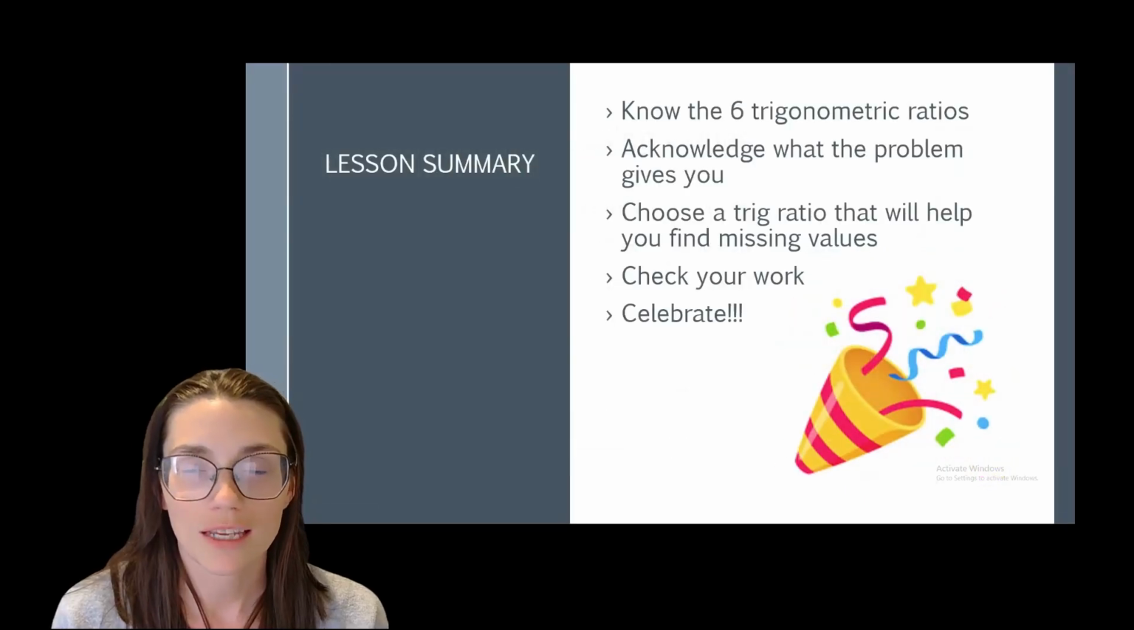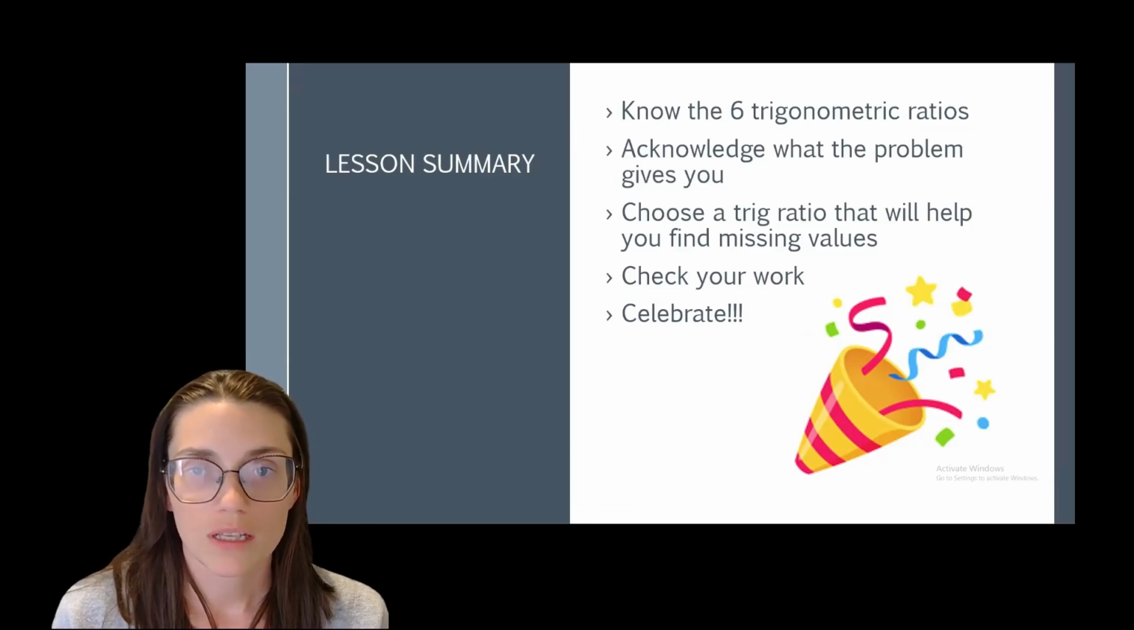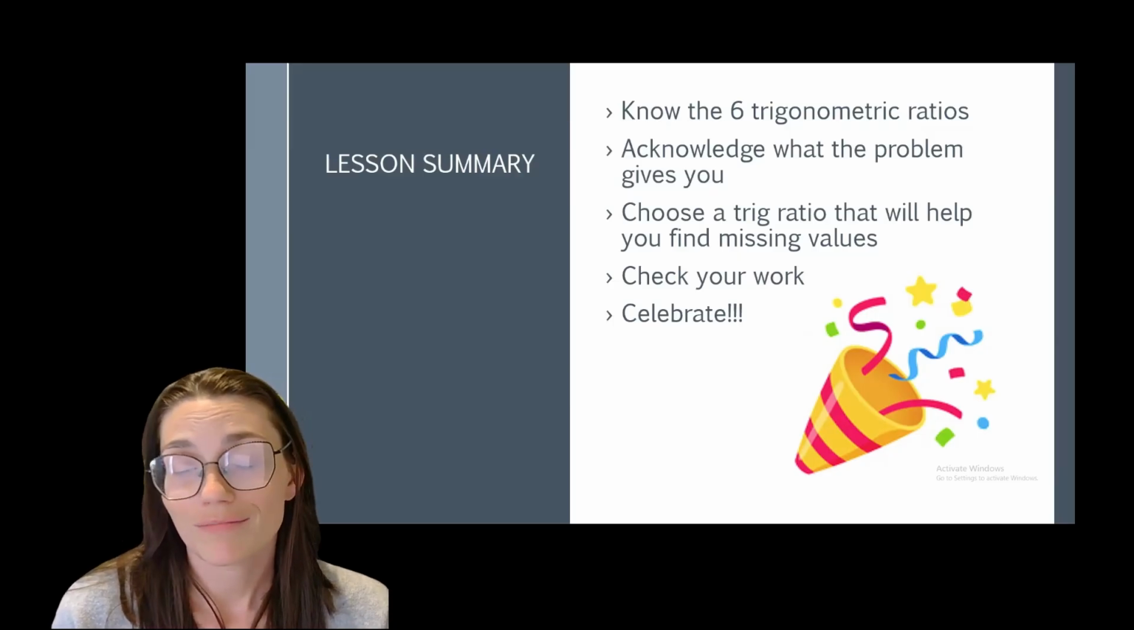We need to know all the six trigonometric ratios to solve any of these problems. Second, we need to acknowledge what the problem gives us. Then we need to choose a ratio that will help us to find the values that we're missing. Finally, we want to check our work and then celebrate because we figured it out.